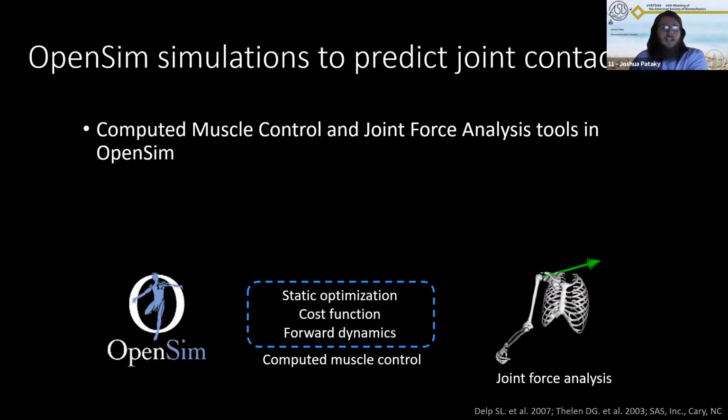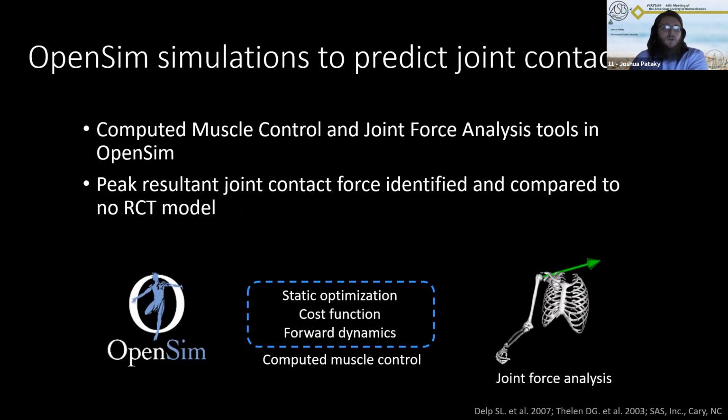With the models and the task kinematics, a series of computational simulations were performed using OpenSim's computed muscle control and joint force analysis tools. The peak resultant joint contact force from each simulation was identified and averaged for each tear severity, then compared to the no rotator cuff tear model.